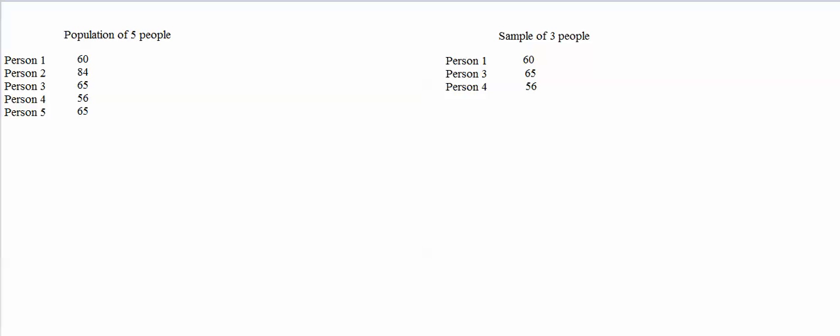The simplest way to measure the amount of dispersion in a set of data is with something called the range. To get the range, you just subtract the lowest value from the highest value. So I'll write that right here. Or you could say it's the maximum value minus the minimum value.